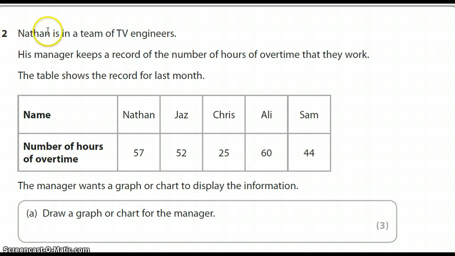Number 2. Nathan is in a team of TV engineers. His manager keeps a record of the number of hours of overtime that they work. The table shows the record for last month. Name: Nathan, Jazz, Chris, Ali, Sam. Number of hours of overtime.